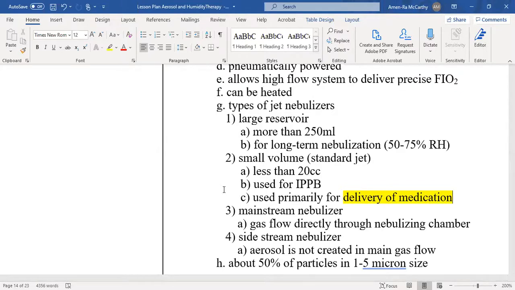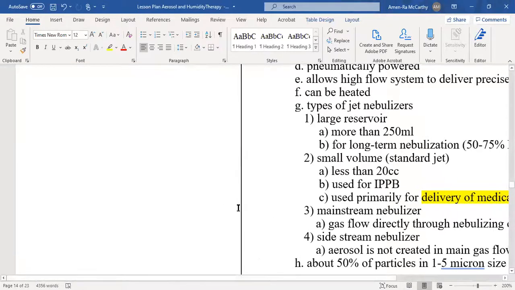That's Mr. McCarthy's medicine. Medication. Oh, what'd I do?